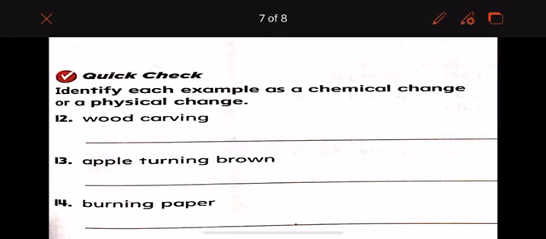Let's solve this quick check together. Identify each example as a chemical change or physical change. So we have here number 12. It says wood carving. Wood carving means when you have a wood and you are carving it. So is it chemical or physical? It is physical change.